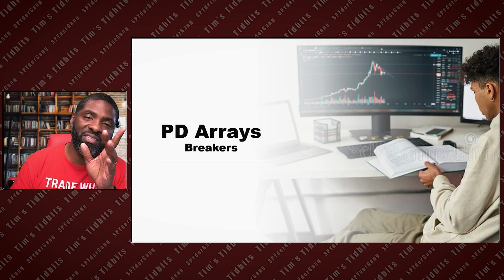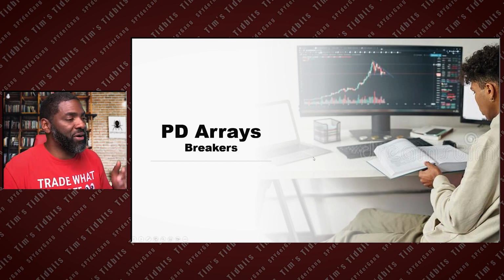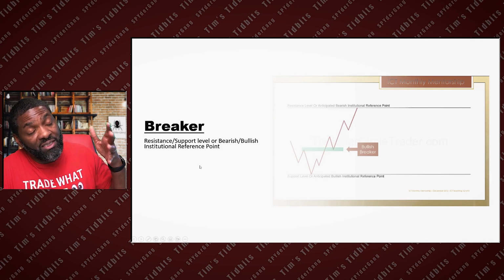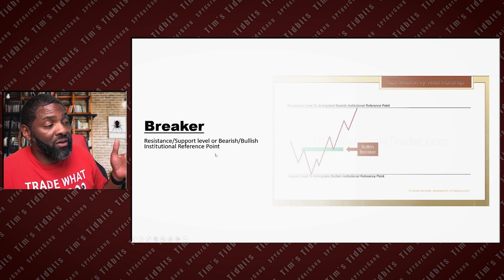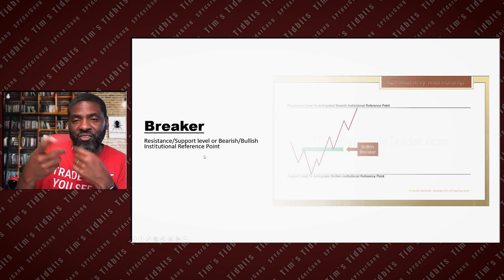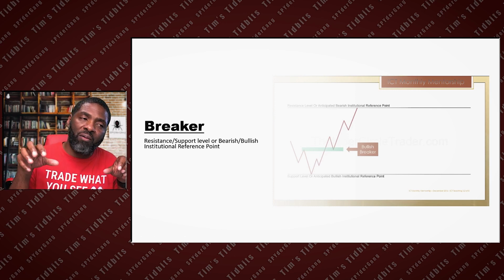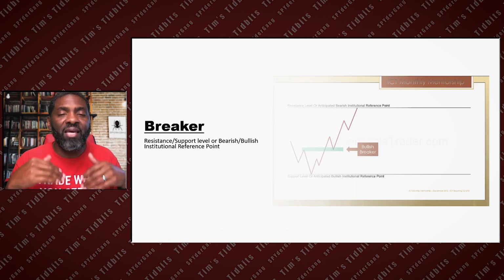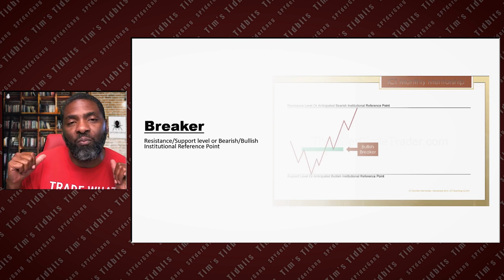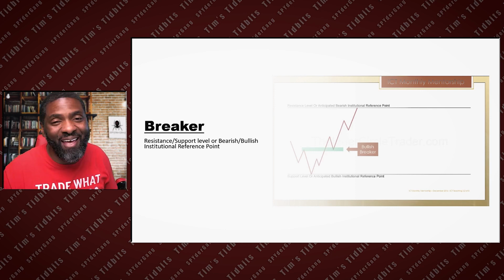The breaker is very similar to the mitigation block. The breaker, just like the mitigation block, is a resistance and/or support level or a bearish or bullish institutional reference point. There's your drinking word, reference point. It's a reference point because it's just a breadcrumb, if you will. It's not an imbalance in price. It's just a location where the algos leave little breadcrumbs to know I need to go back there for a reason. What's the reason? It depends on the reference point.